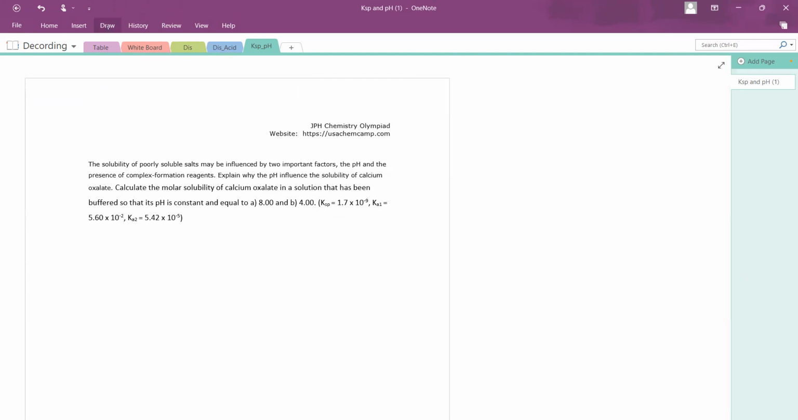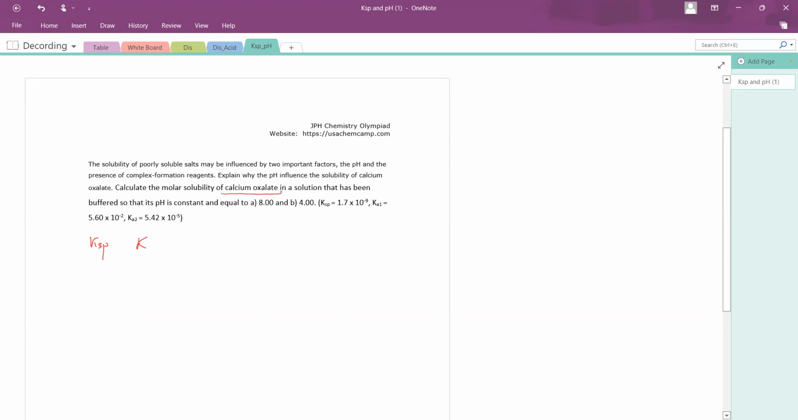KSP, the solubility product constant, is the equilibrium constant for the equilibrium between the ionic solid and its saturated solution. KSP is the equilibrium constant, K. Anything we discussed about the K, we can use here. KSP is just a special case between an ionic solid and its saturated solution.